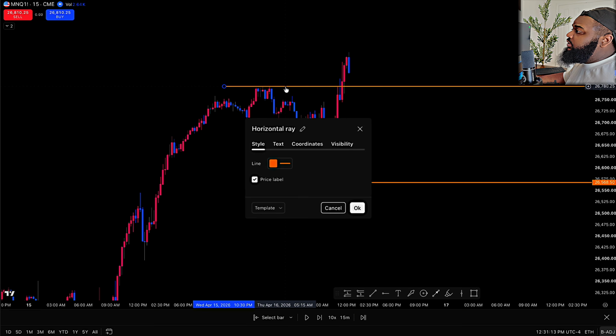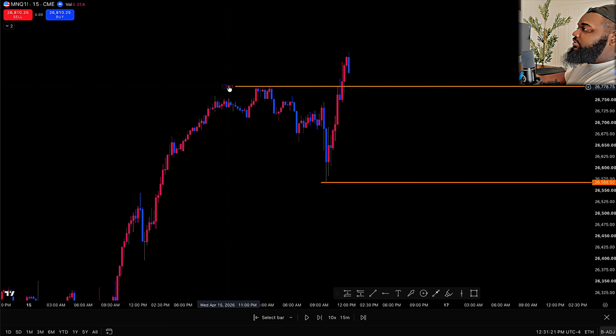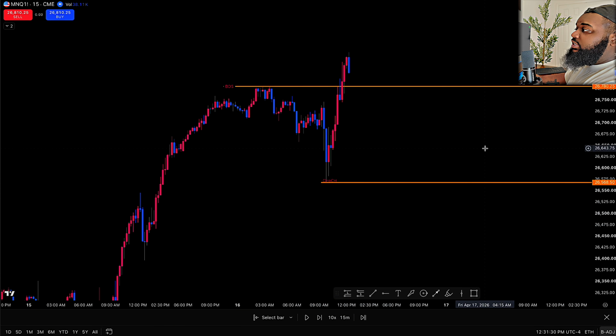But what you can do is double click your line and put a text to it and say breaker structure. And you can save that. And now you know that this is a breaker structure line. And on that one, you could put change of character. Or you could just say breaker structure for both sides, whichever is easier for you. It's really simple once you guys get the hang of it.